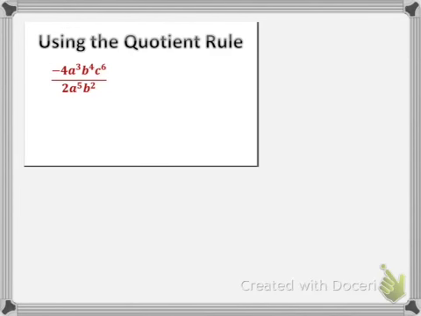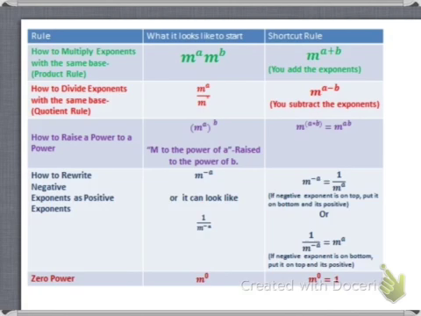Alright folks, we are talking about using the quotient rule for exponents. You know, with the product rule for exponents, the shortcut is numbers with the same base you add. Now, on the quotient rule, it is this second row. How do you divide exponents with the same base? Well, the one thing that you can do with the exponents is that you can subtract them.